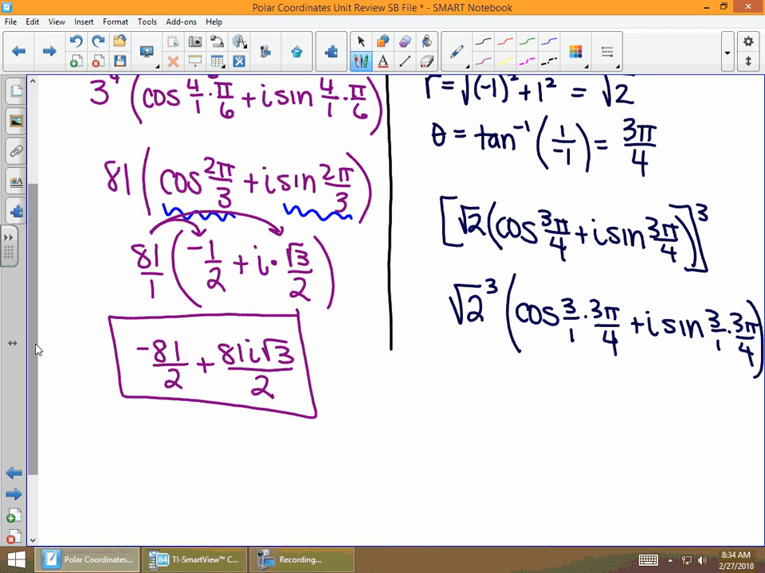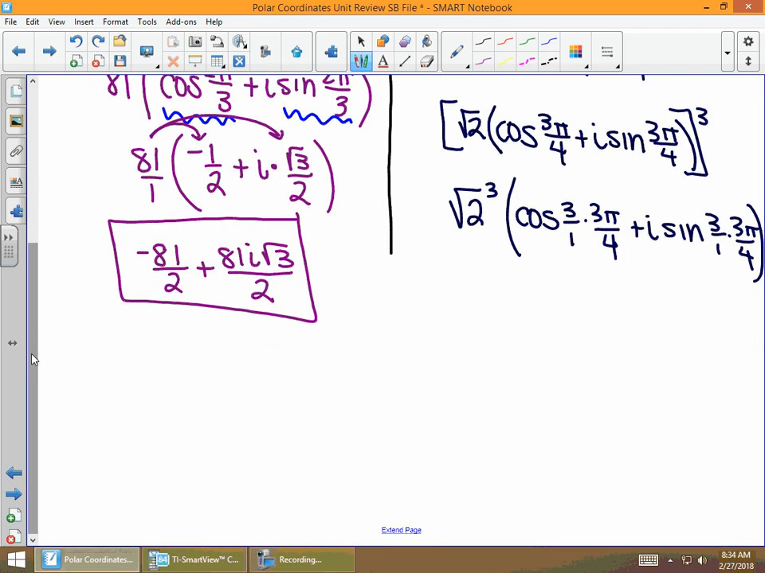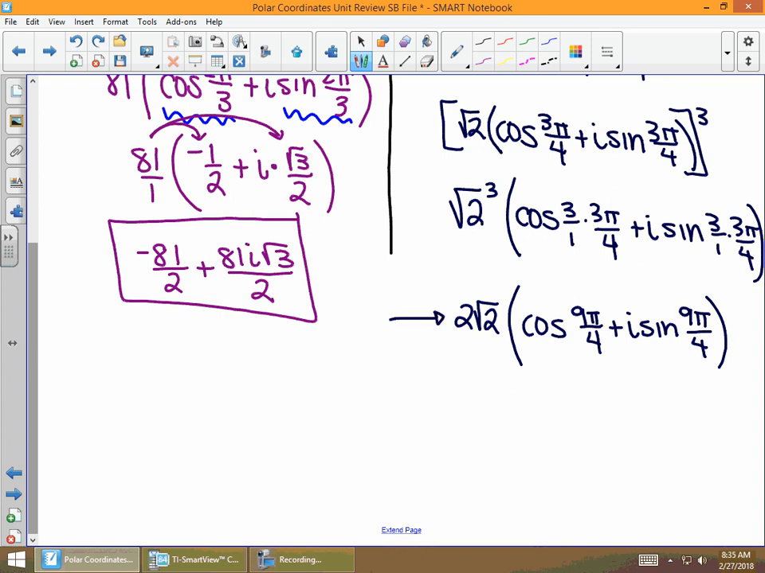I'll go ahead and write that 3 as a fraction since everything else is a fraction. Square root of 2 to the third gives us 2 radical 2. And with fractions, we just multiply across, so 9 pi over 4. We are looking for our complex number answer. If we were looking for our polar form answer, we could be done here. You could also, I think Math Excel made you change 9 pi over 4 into the coterminal angle. 9 pi over 4 is coterminal with pi over 4. We subtract 2 pi there.